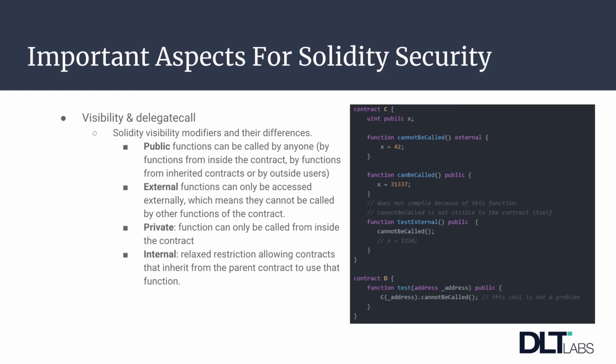Next, private and internal are simpler. Private means that the function can only be called from inside the contract, while internal proves a more relaxed restriction, allowing contracts that inherit from the parent contract to use that function. You can see the example on the right, which clearly describes all the modifiers and their uses. With that said, keep your functions private and internal, unless there is a need for outside interaction.